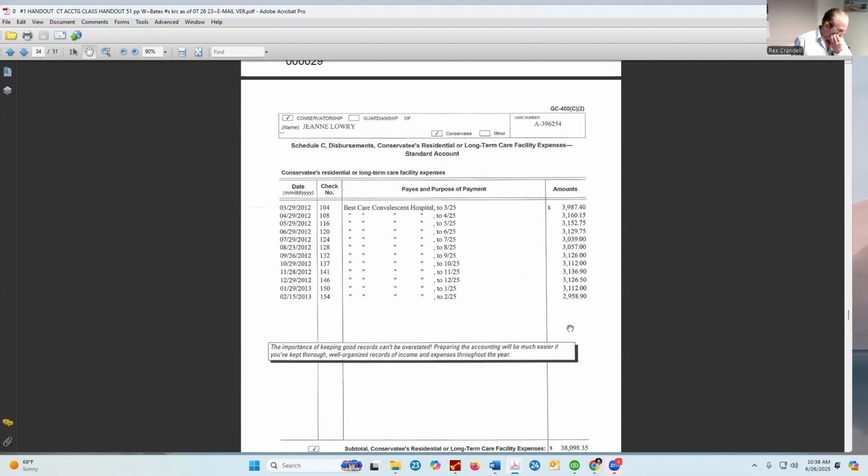Next item in disbursements is the conservatee's residential care. We just list what was paid to the nursing home each month from their statements. Other things in this case, generally we show items like personal care, hairstyling, trips for the conservatee. We show those on other schedules. This is just for the housing.